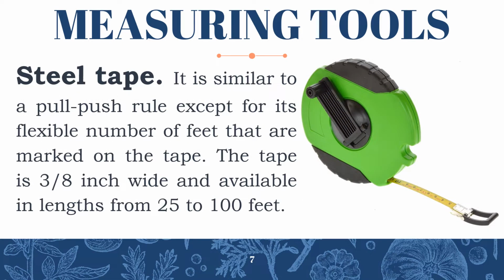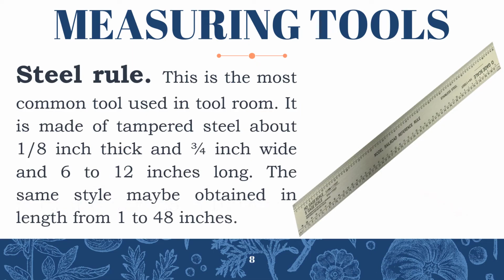Next example of measuring tools is a steel tape. It is similar to a pull-push rule, except for its flexible number of feet that are marked on the tape. The tape is 3/8 inch wide and available in lengths from 25 to 100 feet. Next measuring tool is a steel rule. This is the most common tool used in the tool room. It is made of tempered steel about 1/8 inch thick and 3/4 inch wide and 6 to 12 inches long. The same style may be obtained in lengths from 1 to 48 inches.